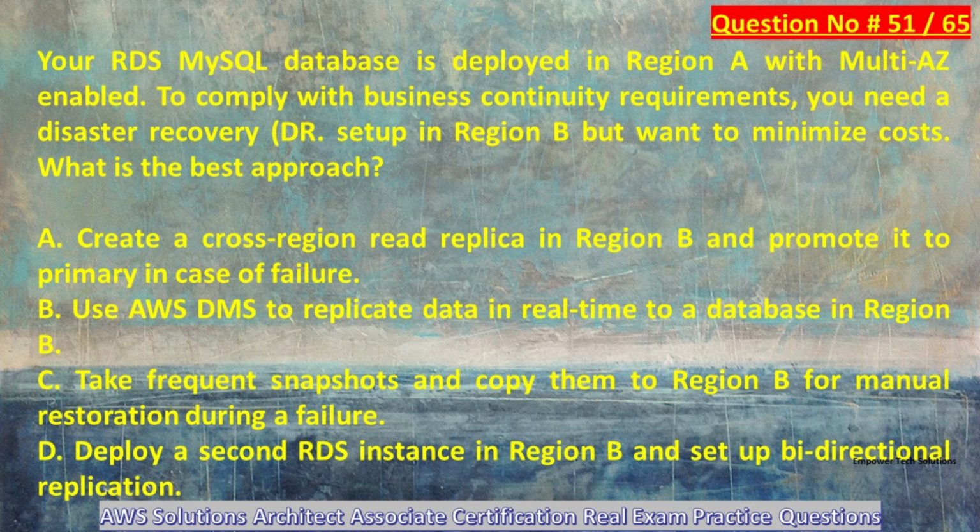B. Use AWS DMS to replicate data in real time to a database in Region B. C. Take frequent snapshots and copy them to Region B for manual restoration during a failure. D. Deploy a second RDS instance in Region B and set up bidirectional replication.